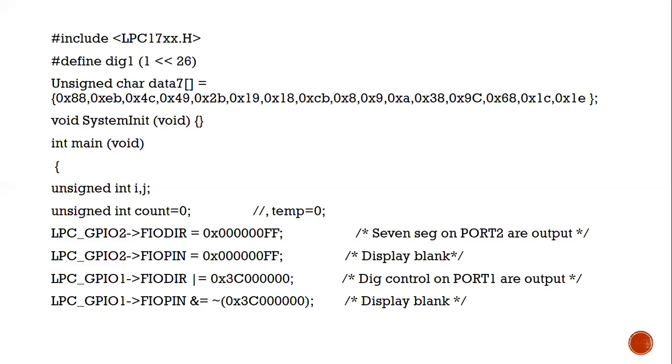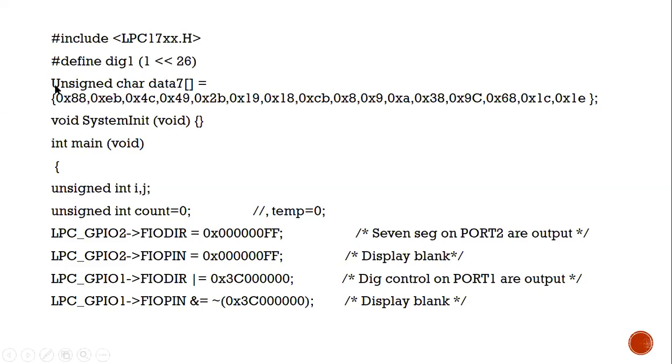Next, #define digit 1. Here I am going to define a variable, a digit, which will ignite the 26th pin of port 1, that is port 1 pin 26. Here I am going to use only one 7-segment display, so I have defined only one digit, digit 1, and the 26th pin of port 1 will be a 1. I am going to assign it as 1. It will act as an output.